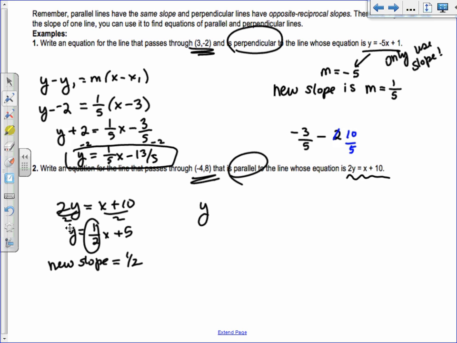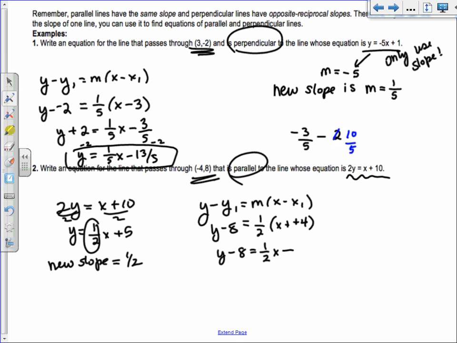So now I have a point, (-4, 8). I can't just plug in 8 for b. It's not the y-intercept, right? So I have y minus y1 equals m times x minus x1. So my m is 1/2. My x1 is -4, so x minus a -4. Y minus 8. So I get y minus 8 equals 1/2 x. This is really plus 4 because we have two negatives. So half of 4 is 2, so plus 2. Add the 8 over and you get y equals 1/2 x plus 10. That's your answer.